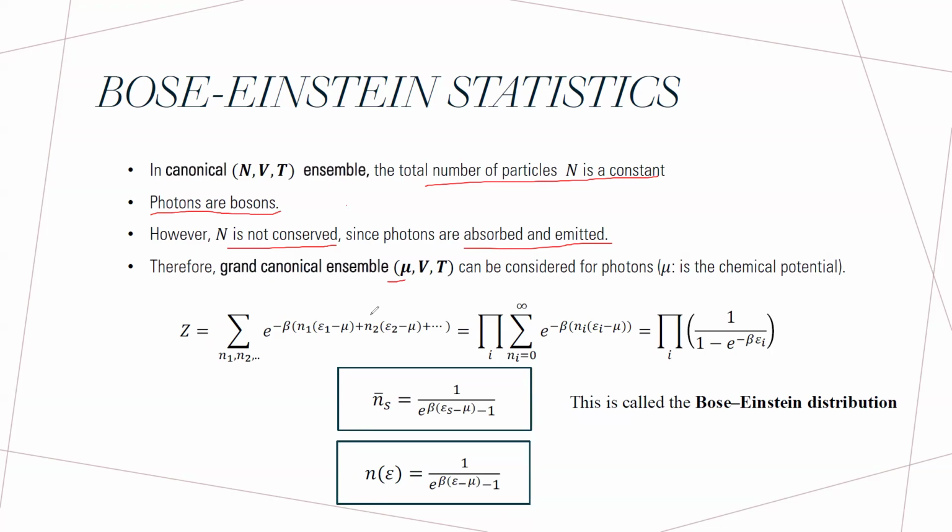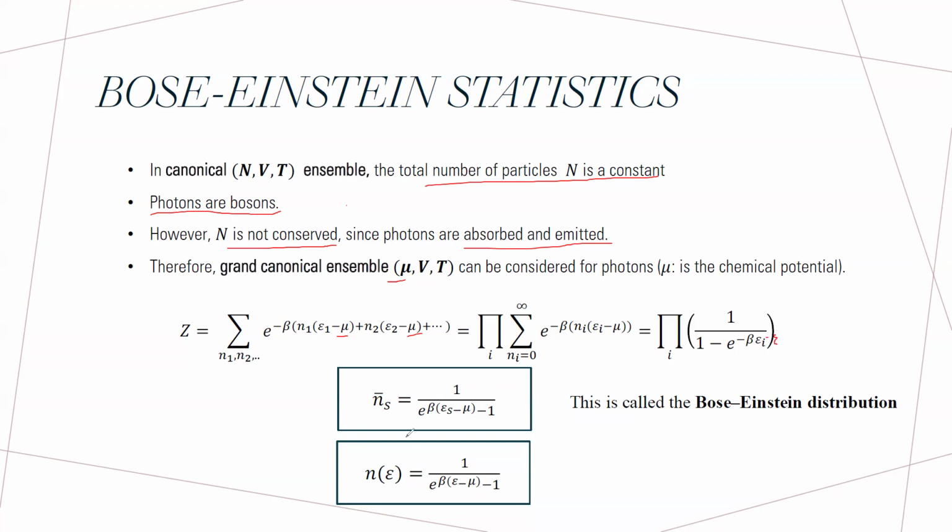So we use a grand canonical ensemble instead of the canonical ensemble. In the grand canonical ensemble, the chemical potential, the volume, and the temperature are constants. So what we have to do is subtract the chemical potential from each energy value. I think it should be over here.